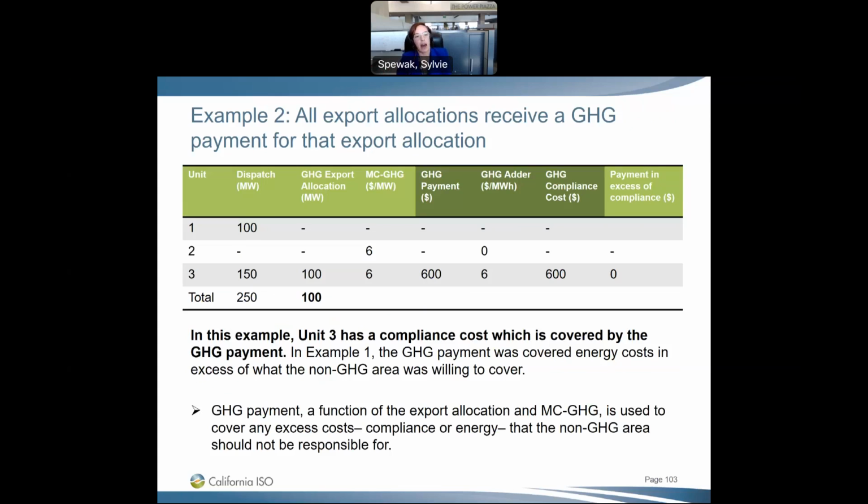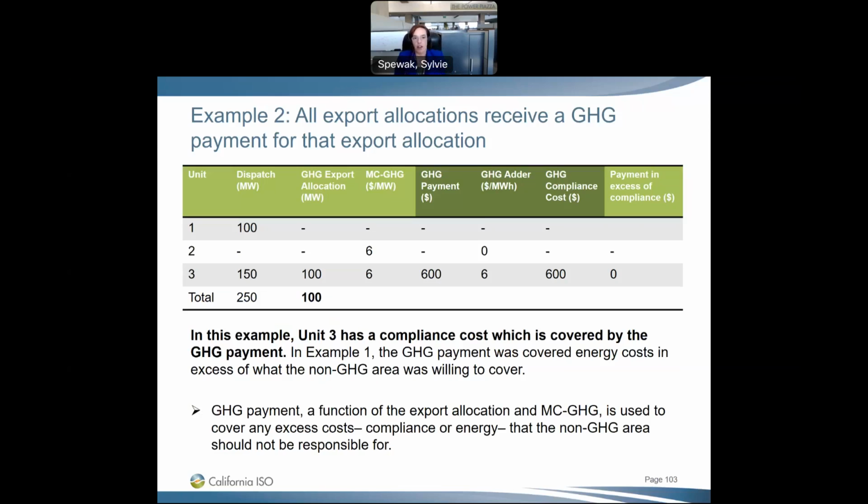It gets dispatched to 150 megawatts total, but the export allocation is just for 100 megawatts. For that 100 megawatts, we're going to multiply that by the marginal cost of GHG, and that gives us a total GHG payment of $600. Recall that the GHG bid adder on this resource was $6, which means its total GHG compliance cost is $6 times the 100 megawatts we're attributing, so $600.